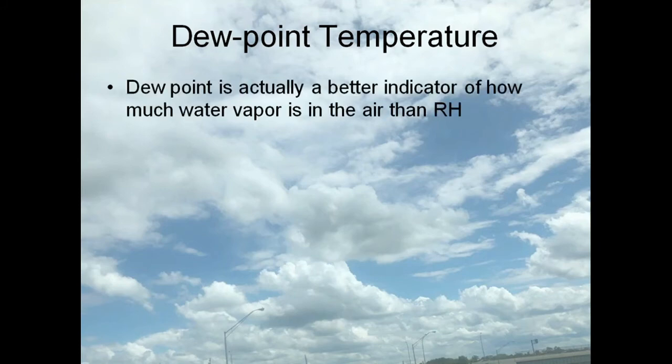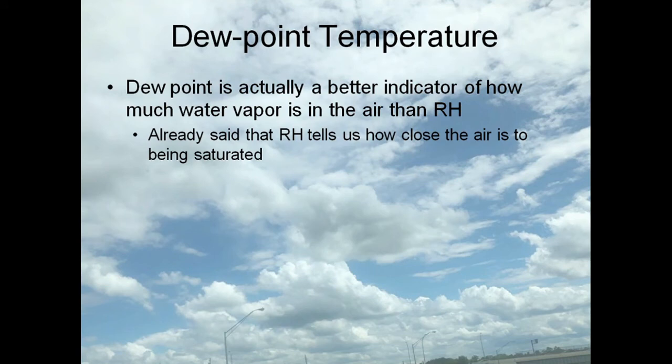All right, dew point temperature. Dew point is actually a better indicator of how much water vapor is in the air than relative humidity. Like I said, the relative humidity, we covered that. There are four ways to determine humidity: how much moisture is in the air versus dry air, versus moist air, versus total air. So the dew point is actually the better indication.